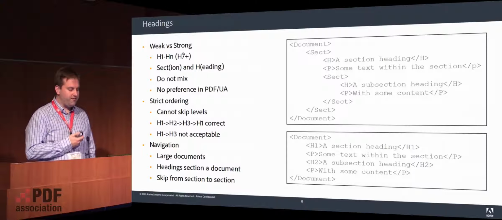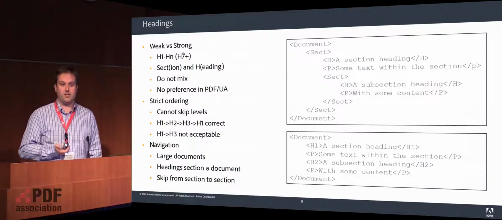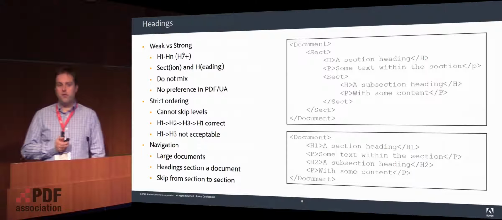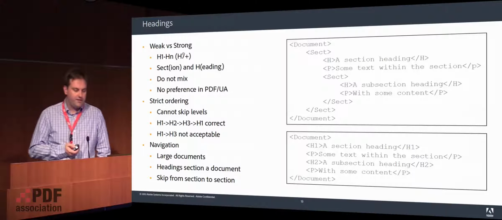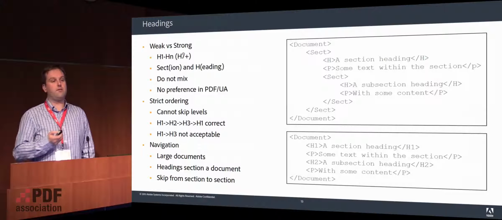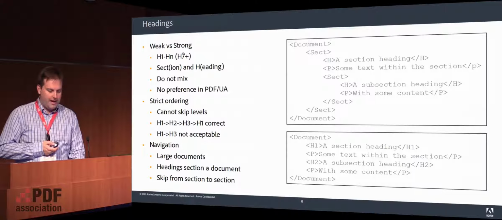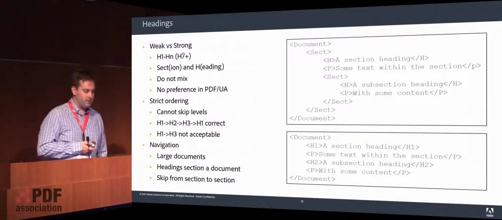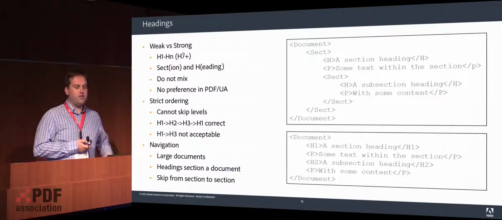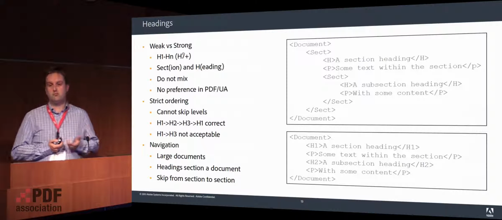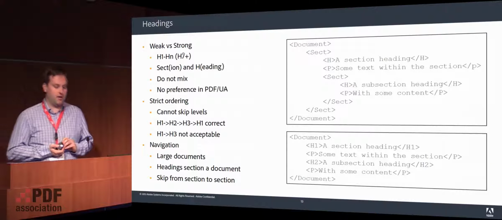Headings. Headings are a fundamental part of document navigation. They allow you to segment and section a document. The one thing PDF/UA goes beyond PDF in is allowing headings beyond level 6. So PDF/UA defines the concept of headings level 7+. And there's two types of heading structure. There's what we call weak and strong. And actually, weak is the most common.